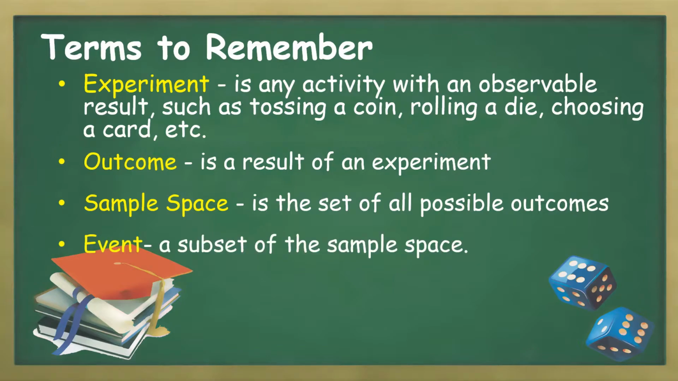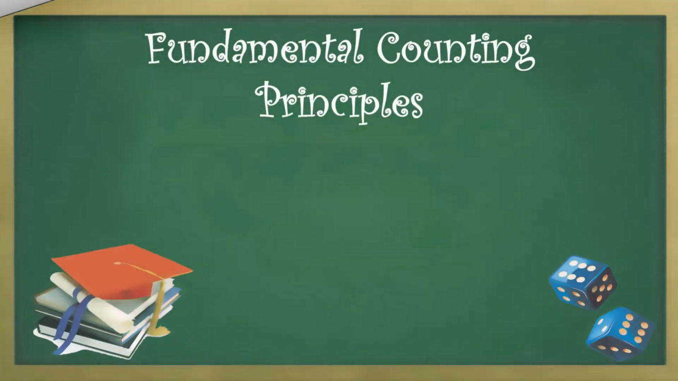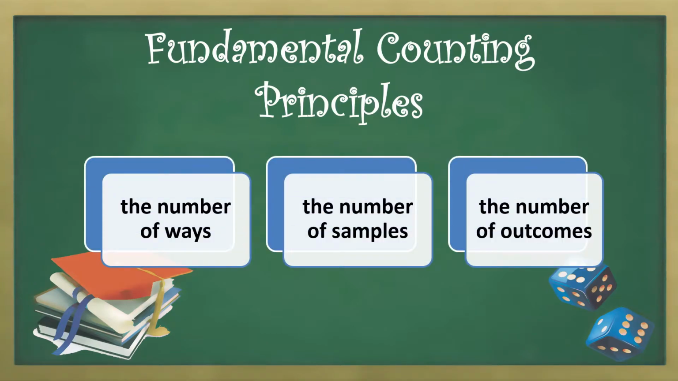Then we have the event, which is a subset of a sample space. So for example, when you're tossing a coin, you can have the event of getting head. When rolling a die, you can have the event of getting 3. Okay, so when you say fundamental counting principle, we're actually counting the number of ways, or the number of sample space, or the number of outcomes.